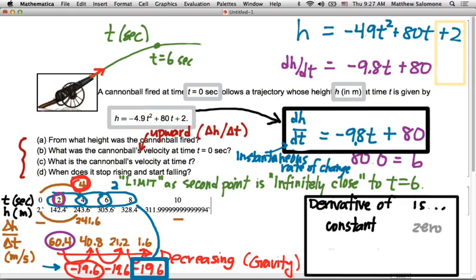The next piece is this one, the linear term. The 80 times t turns into 80. How would you describe what's happening there? The derivative of a constant times t. How would you describe to somebody what process is happening there when we take its derivative?